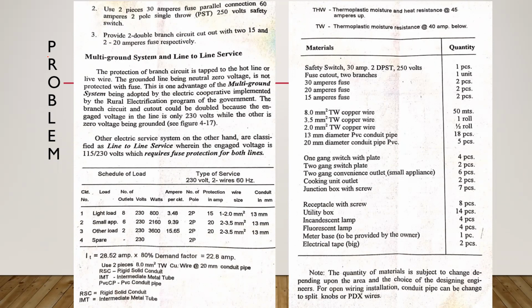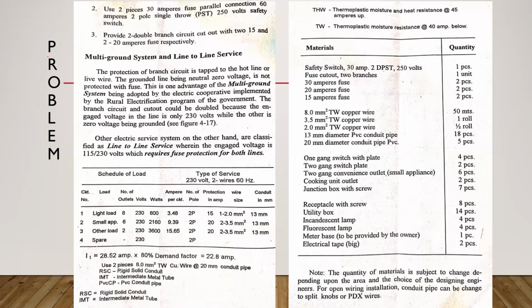So other electric service system, on the other hand, is classified as the line-to-line service, which is wherein the engaged voltage is 115 to 230 volts, which requires fuse protection for both lines.